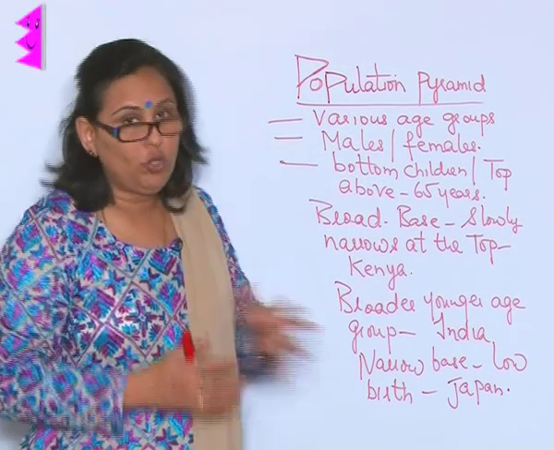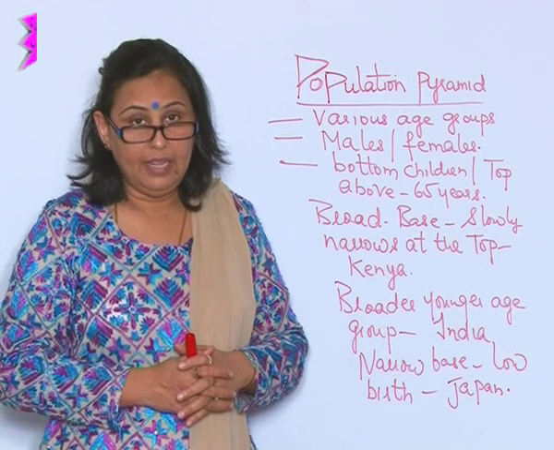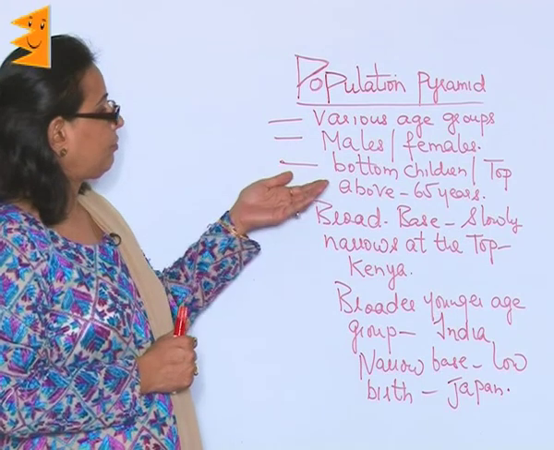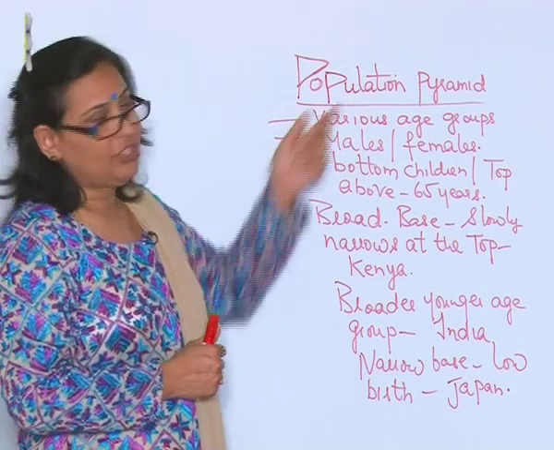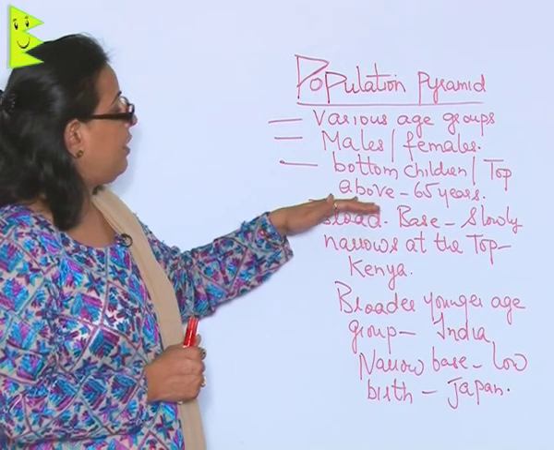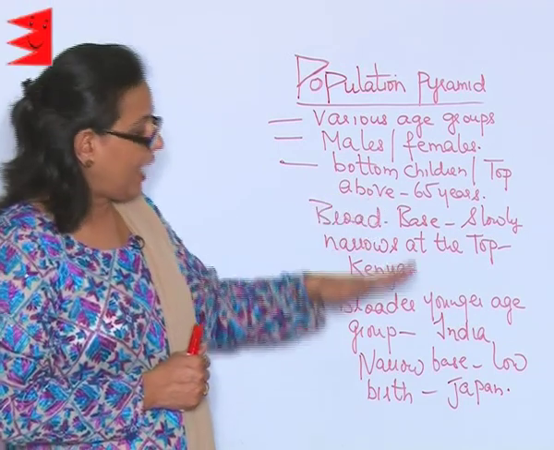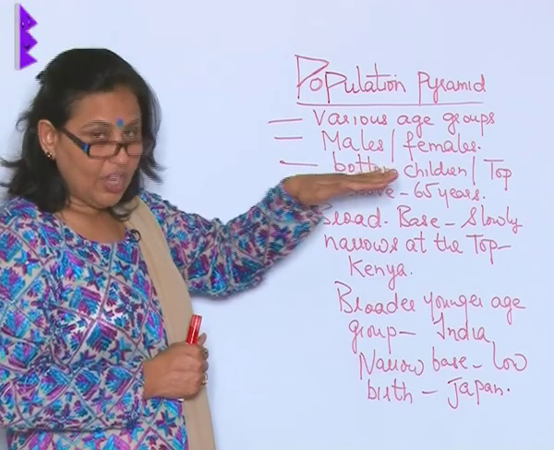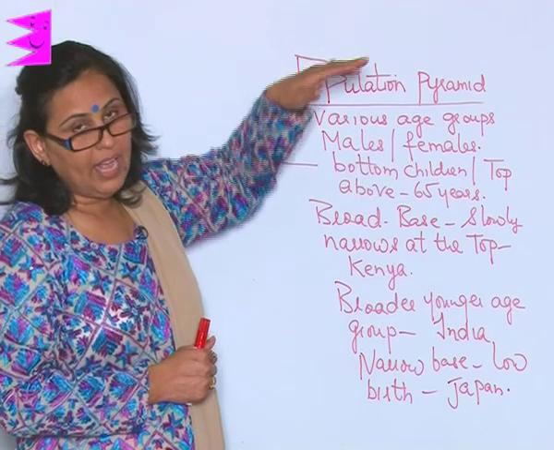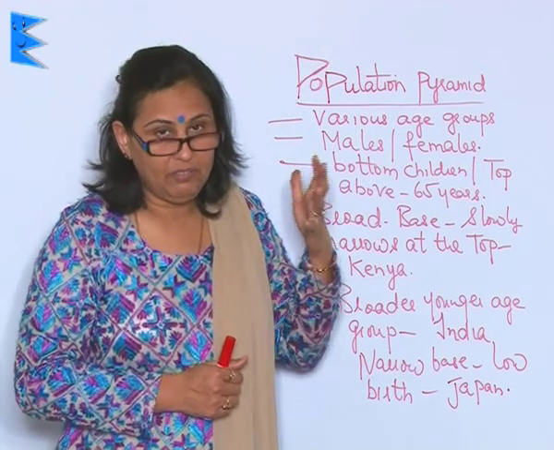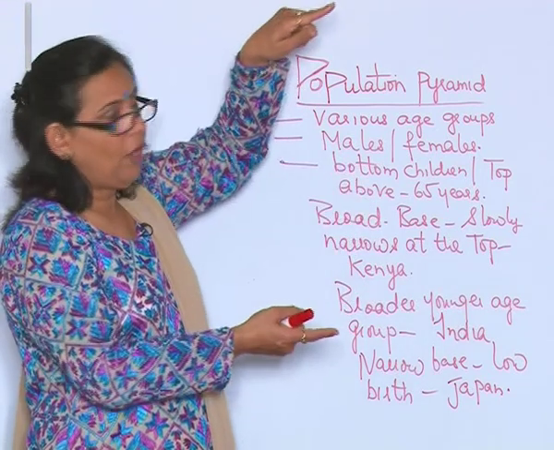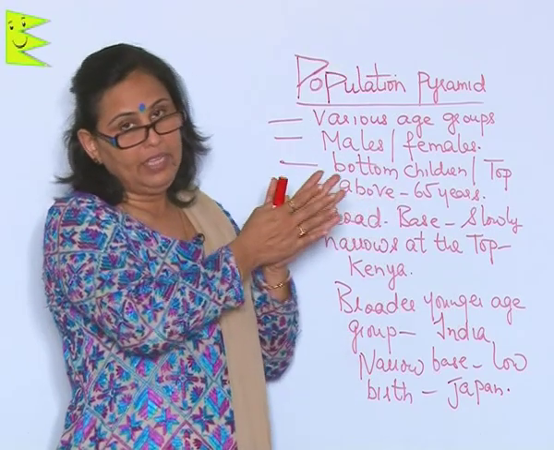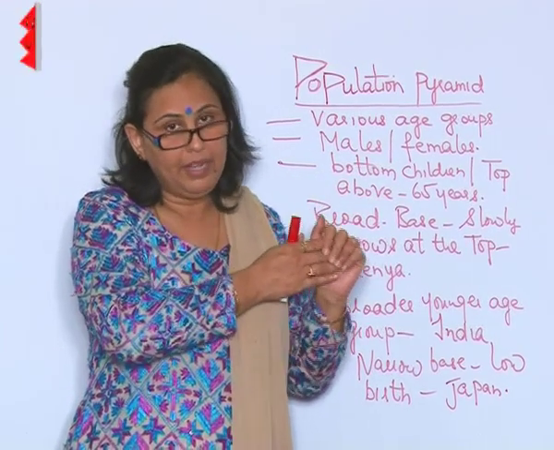So, there are two things which the population pyramid helps us in determining. That is, the age group of the population and the males or the females of the country. When we draw the population pyramid, it is always drawn in this manner. At the bottom we have the children, in the middle we have the young group, and on the top we have the people above 65 years of age. That is, on the top and the bottom we have the dependent population, and in the middle we have the active, independent population.